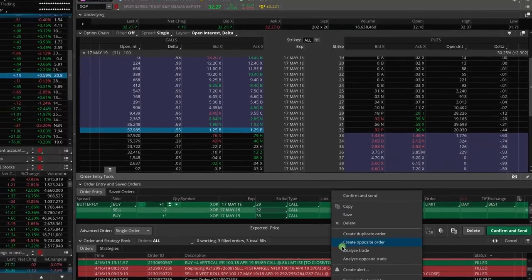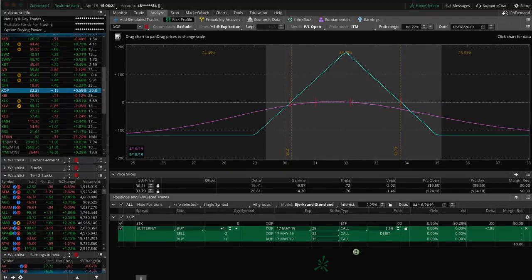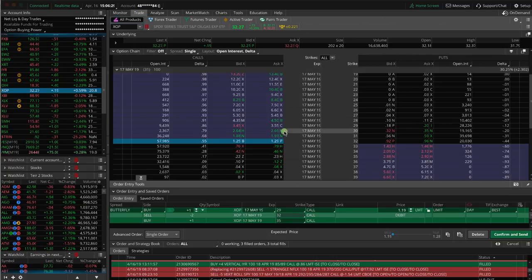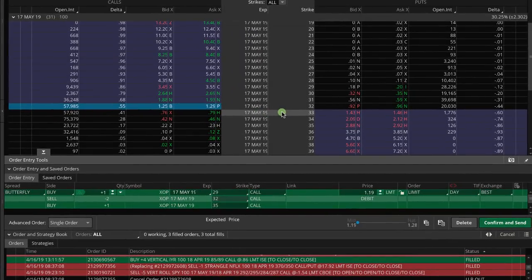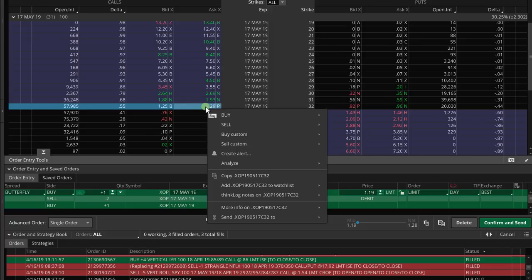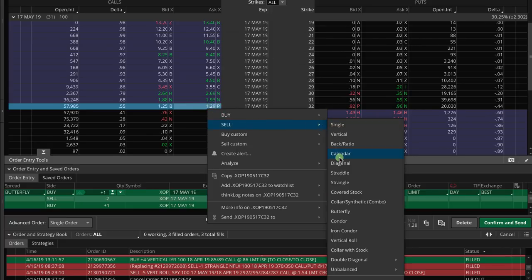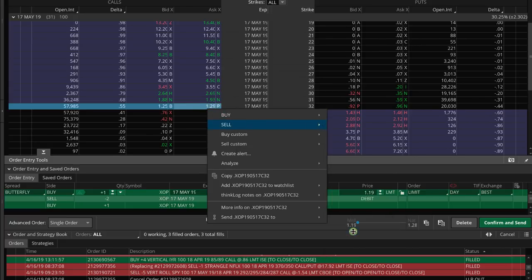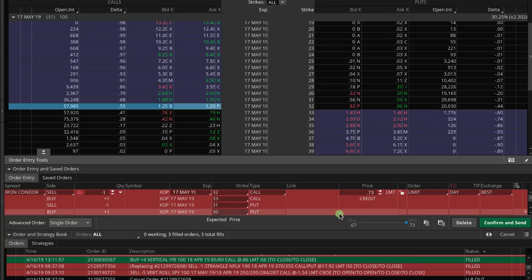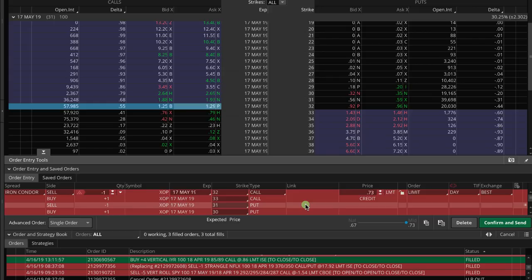Now if we take that to the analyze tab, just pull that over there. That's what the butterfly looks like. Okay, now by comparison, let's take a look at the iron butterfly. To create an iron butterfly, we're simply going to right click on that at the money strike, in this case 32 again. We are going to sell an iron condor. They don't have a default strategy called iron fly in the TOS system, so you just use iron condor.